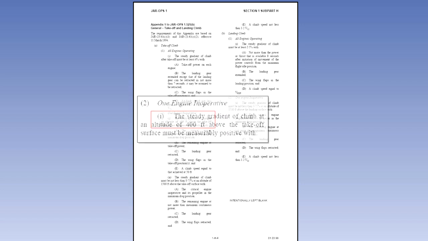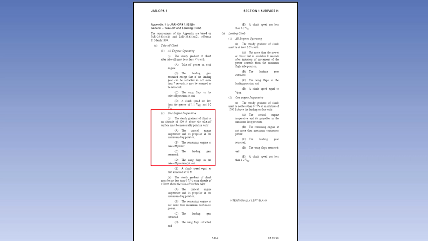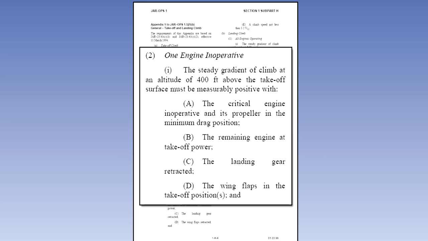With one engine inoperative, the steady gradient of climb from an altitude of 400 feet above the takeoff surface must be measurably positive, with these assumed conditions.